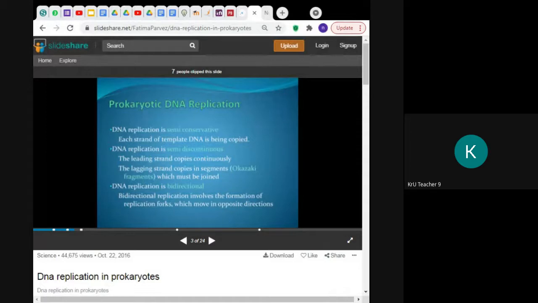Thus, DNA replication is bidirectional. Bidirectional means that from the origin site, in two directions, the replication forks will form and replication will take place.